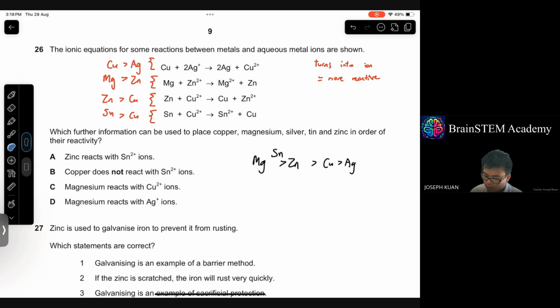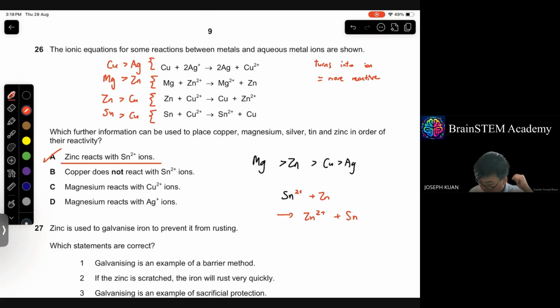So in order to be able to place our tin here, we need another piece of information, that is, if zinc reacts with tin(II), it means that zinc is more reactive than tin. That's how we can place our tin here, which is less reactive than zinc, but more reactive than copper. So we are lacking information from A.